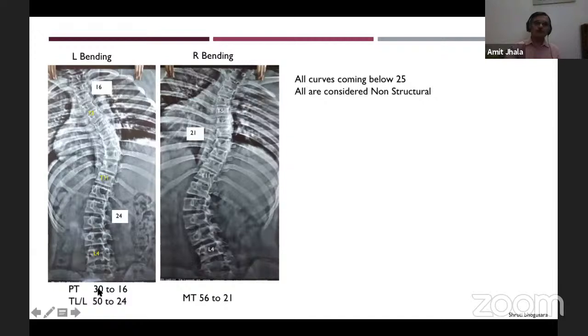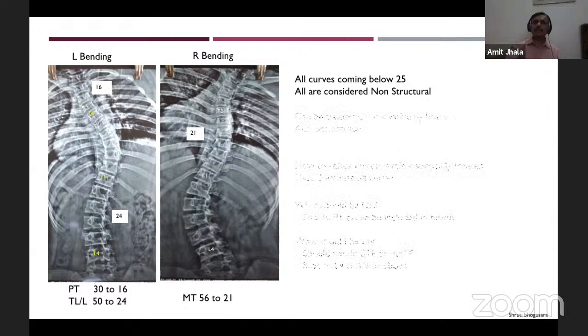So proximal thoracic, which was 30, bends to 16, again a non-structural going to a non-structural. The thoracic, which was 56, goes to 21, and the thoracolumbar, which was 50, goes to 24. I don't know how to classify this patient. All three are considered non-structural because they go below 25. So you can treat them by brace, but clinically the patient had problems and issues.